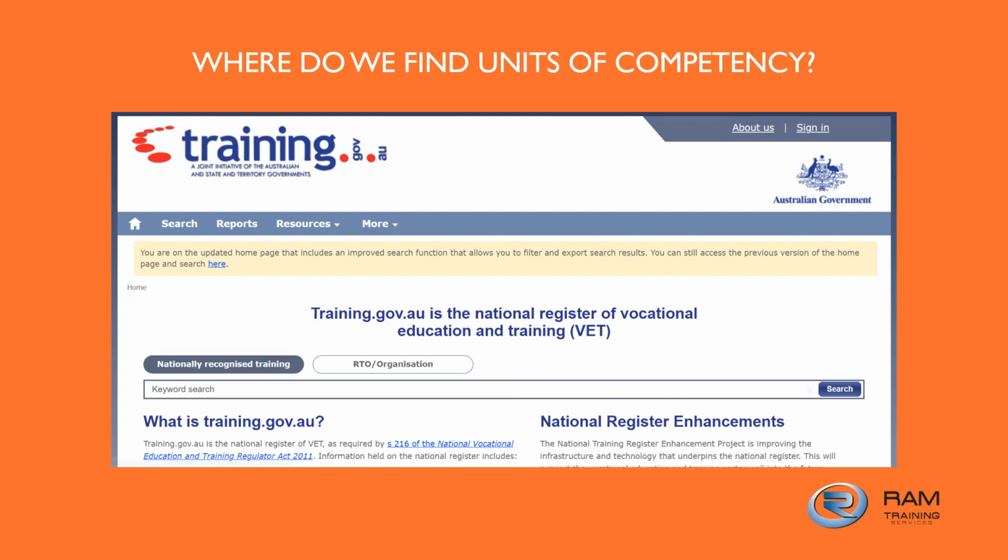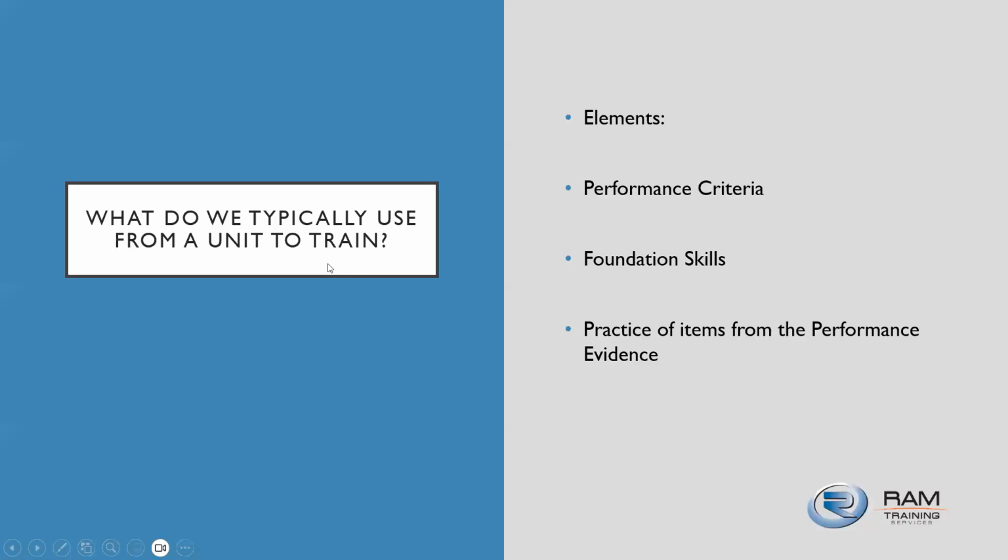So from a unit of competency, what do we actually need to focus our attention on? What do we actually need to train? In the design cluster webinars, in the lecture series there, we brought up a unit and we looked at the different sections of a unit of competency. And we looked at what are the different sections that we need to essentially train.